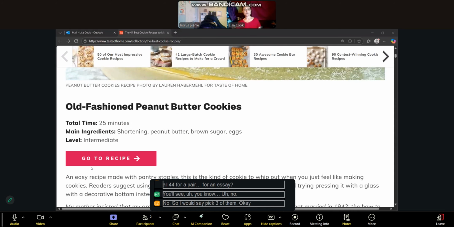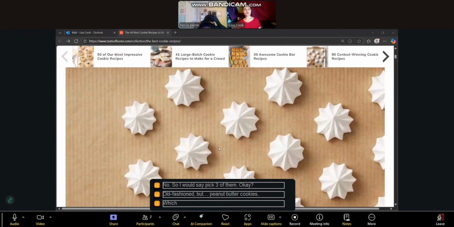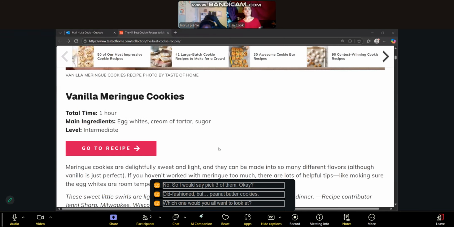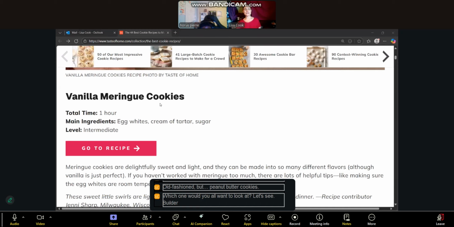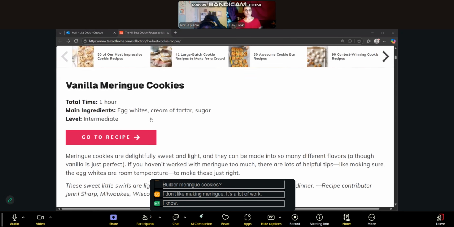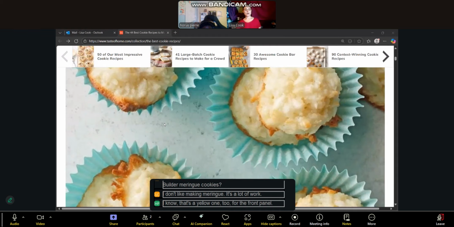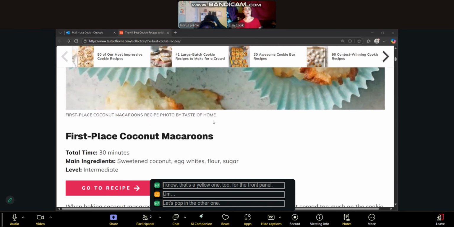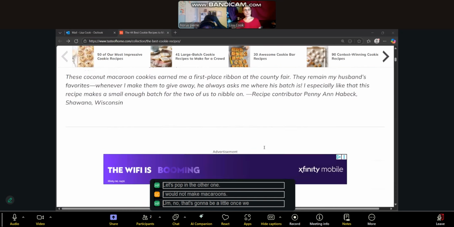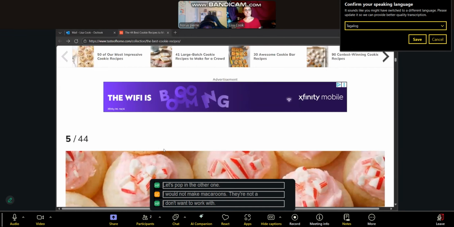Okay. Old fashioned peanut butter cookies. Which one would you want to look at? Let's see. Vanilla meringue cookies. I don't like making meringue. It's a lot of work. First place coconut macaron. I would not make macarons. They're not a favorite cookie for me.